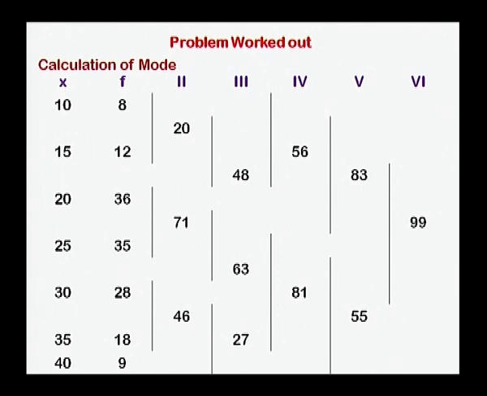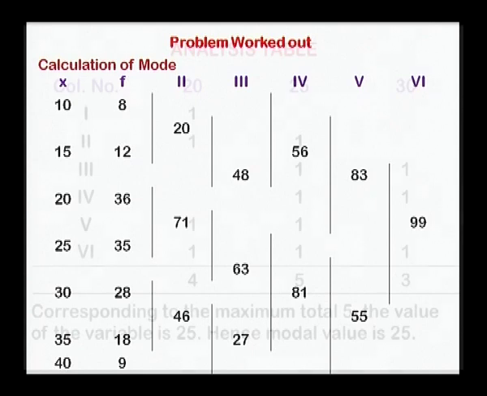First of all, we take the summation of the first two frequencies, and that gives 20, 71 and 46. In the third column, we leave the first and then add 2. In this way, we calculate 48, 63 and 27. So, in this way, we have prepared the group table. In the sixth column, we have calculated the frequency of 99.